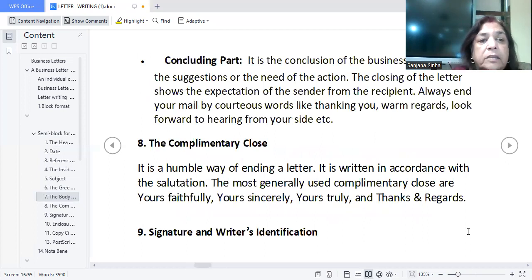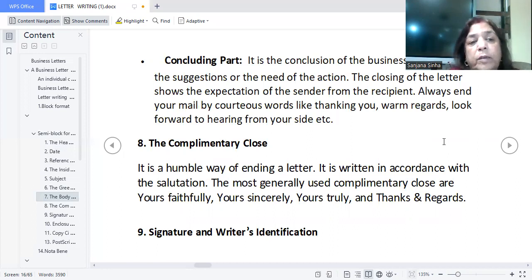And then the concluding part. It is the conclusion of the business letter. It shows the suggestion or the need of action, how you want the reader to respond. The closing of the letter shows the expectation of the sender from the recipient. Always end your mail with courteous, polite words like thank you, warm regards, look forward to hearing from you, etc.